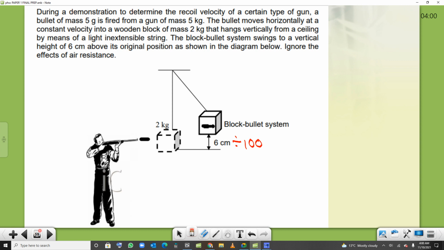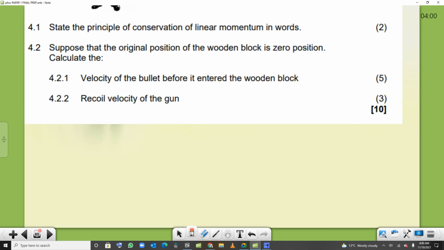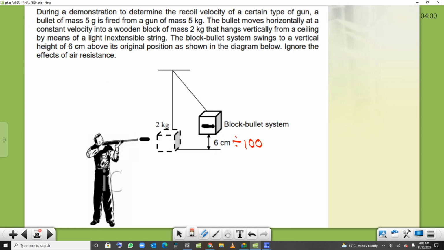Let's see what the examiner is all about here. I'm not going to calculate. Number 1, done. Number 2, suppose the original position of the wooden block is 0. Calculate the velocity of the bullet before it entered the wooden block. What are we looking for? Velocity of the bullet. Where is the bullet? Before it entered the block. Let's see what we have. What velocities do we have? Do you have any velocity?